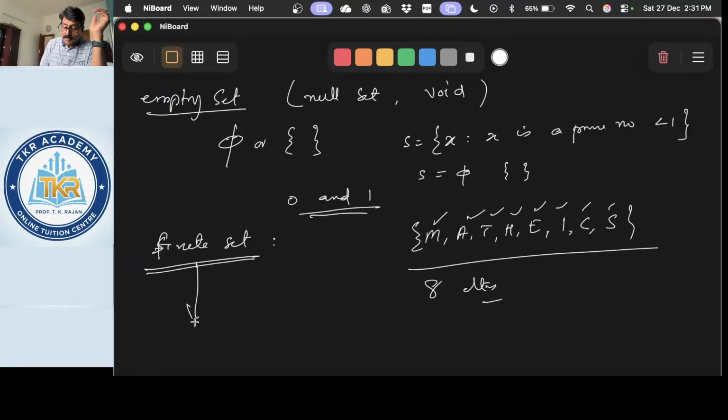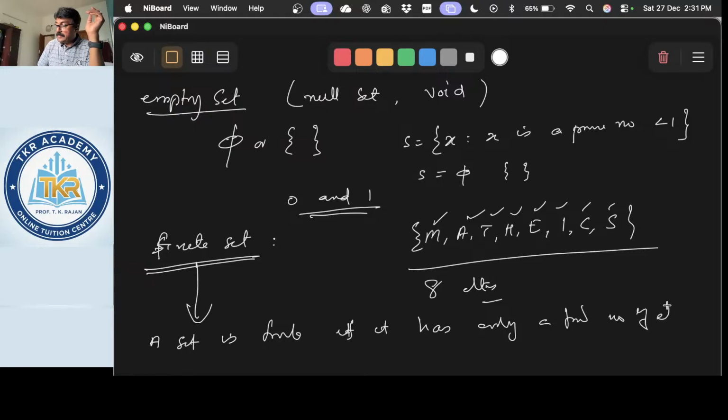So a set is said to be finite if it has only a fixed number of elements. Fixed number of elements means maybe 100 elements, maybe 1000 elements, maybe 1 crore elements. So it is fixed, not varying. Such a set is called a finite set.